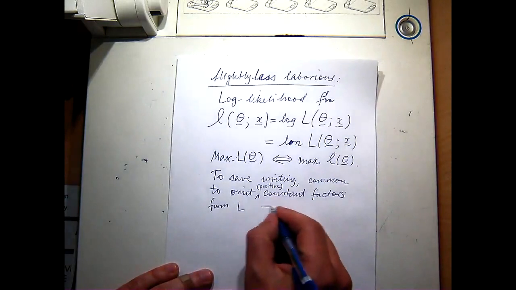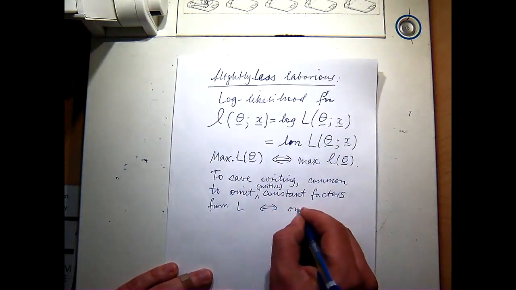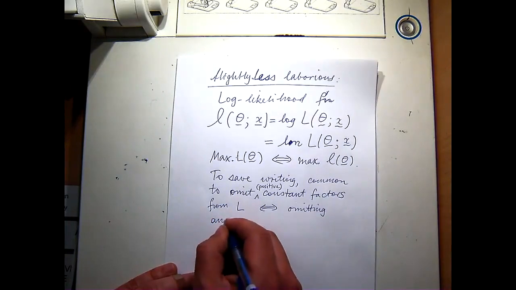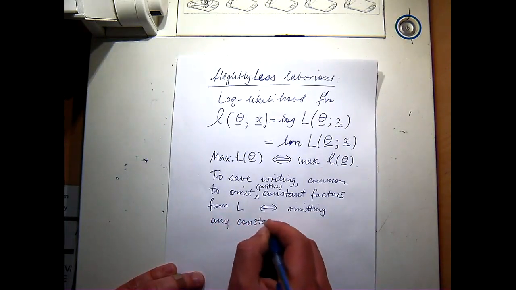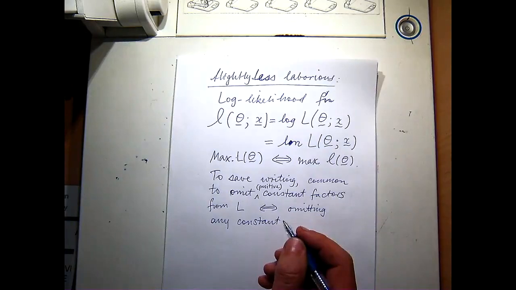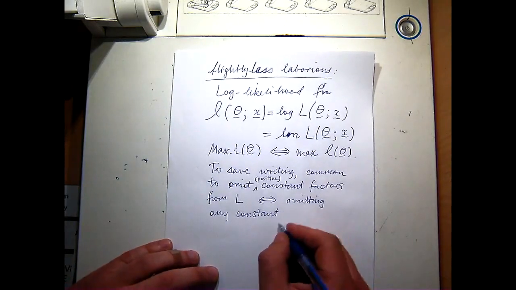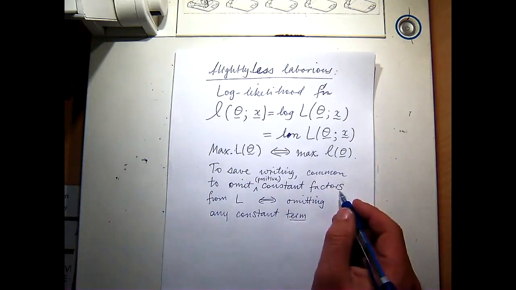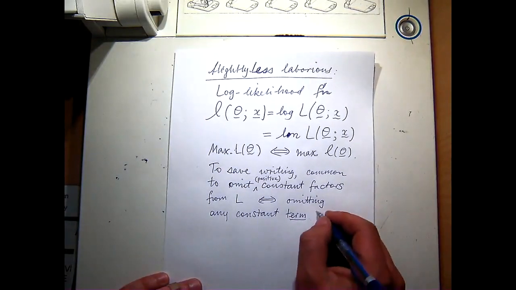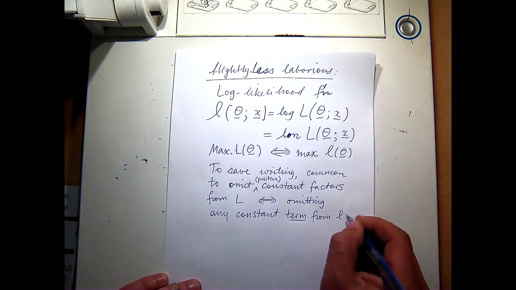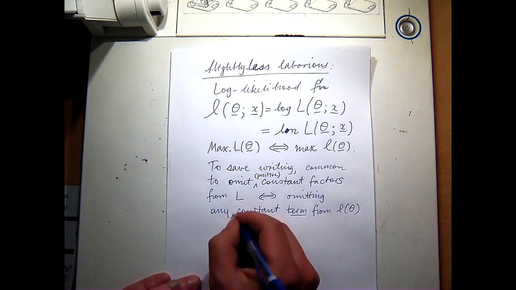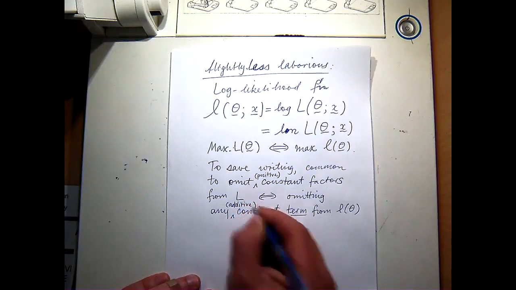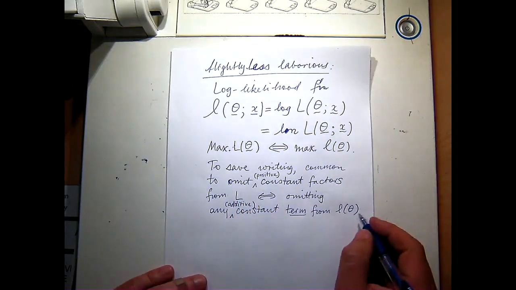Which is the same as omitting any constant term, whether positive or negative, once you take the log of a positive number. Which, remember, a factor is a multiplier. A term is a summand. Just to be totally clear, I mean an additive constant term from l of theta.